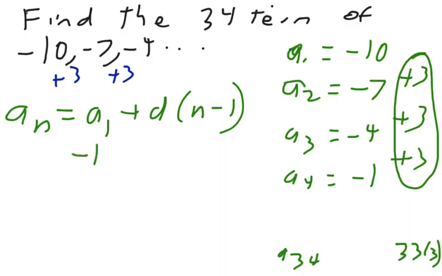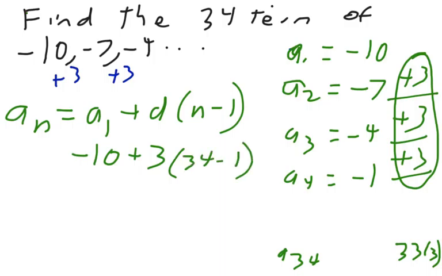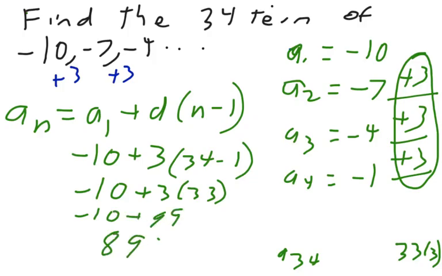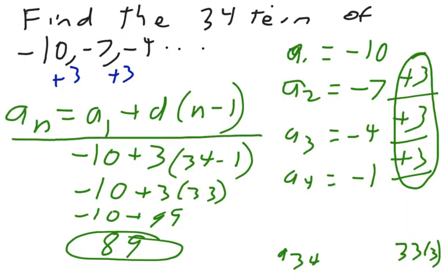Now the first term is negative 10. d is equal to 3 because we said from one number to another we go up by 3. And then they asked for the 34th term, so I'm going to do 34 minus 1. So I've got negative 10 plus 3 times 33. Negative 10 plus 99 turns out to be 89. And instead of going through all of the work of adding 3 and then adding 3 and losing count, I can use this formula anytime we need to figure out the nth term of any pattern.